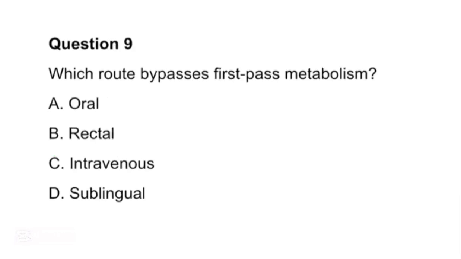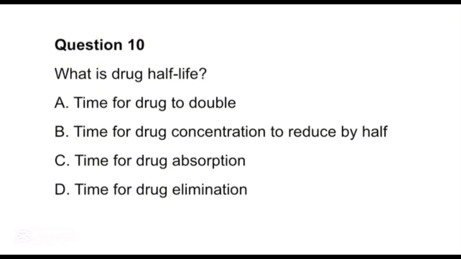Question 9. Which route bypasses first-pass metabolism? A. Oral. B. Rectal. C. Intravenous. D. Sublingual. Correct answer, C. Intravenous.